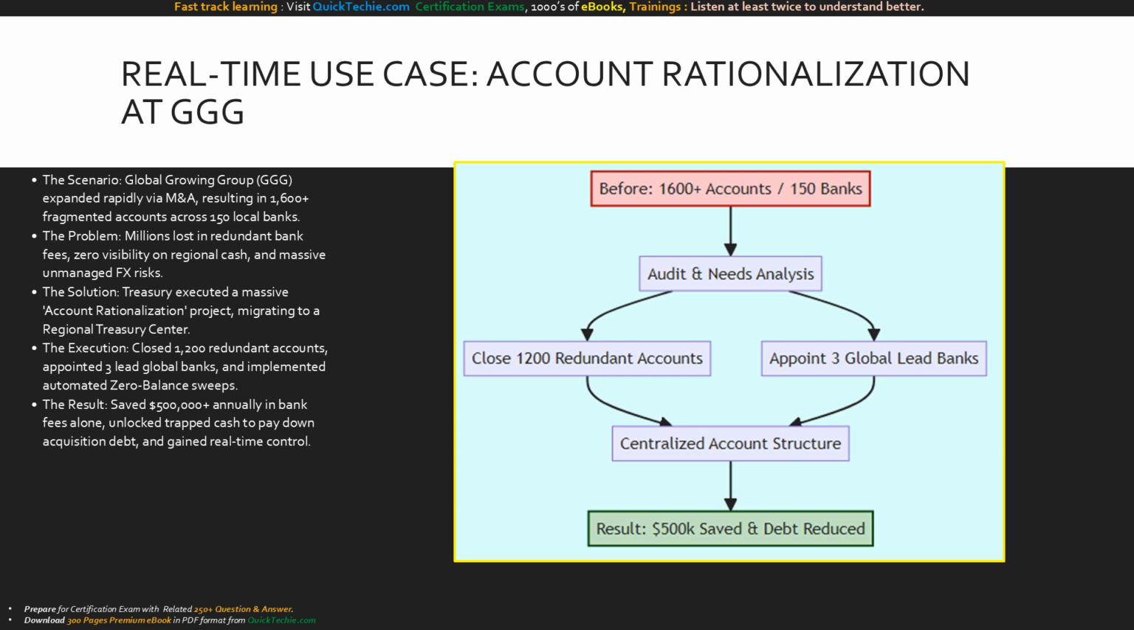This process map shows the turnaround of GGG. In the red box at the top, we start with the crisis state, 1,600 plus accounts and 150 banks. This flows into an audit and needs analysis. The strategy then splits into 2 simultaneous actions, closing 1,200 redundant accounts and appointing 3 global lead banks. These dual actions converge into the creation of a centralized account structure. Ultimately, this hard work flows into the green box at the bottom, the phenomenal result of $500,000 saved and enterprise debt significantly reduced. It is the perfect validation of optimal account design.